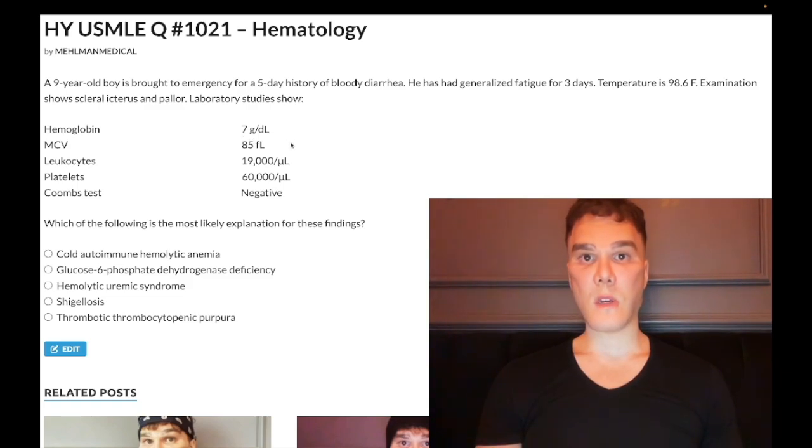It's low, should be 13 to 17.5 in males and non-menstruating women, 12 to 17.5 in menstruating women. MCV is normal at 85, should be 80 to 100. Leukocytes are elevated at 19, should be 4 to 11,000. Platelets are low at 60,000, should be 150 to 450,000.